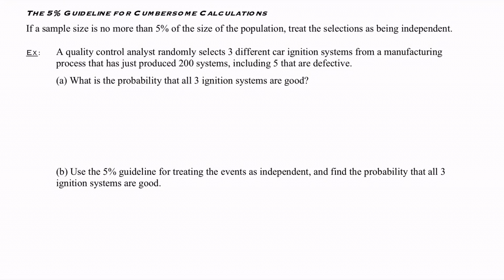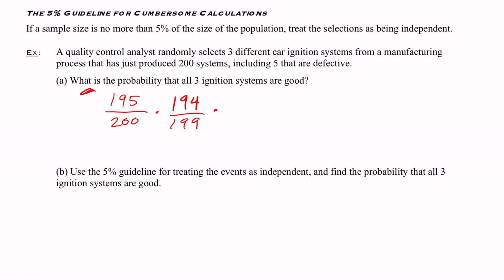So assuming that they're dependent events, we can look at it as the probability that the first one is good. So if there's 5 defective, we know that 195 are good. So we have a 195 out of 200 probability of getting a good one. And assuming that we picked a good one out of the pile of 200, then we have 194 over 199 probability of getting another one.